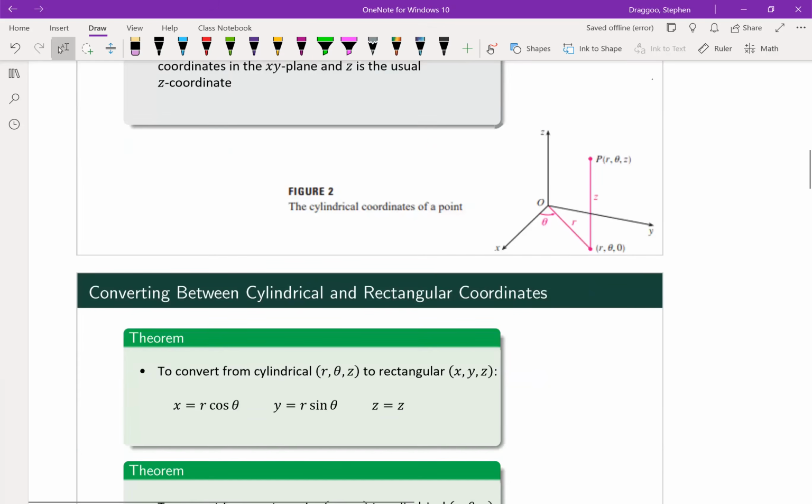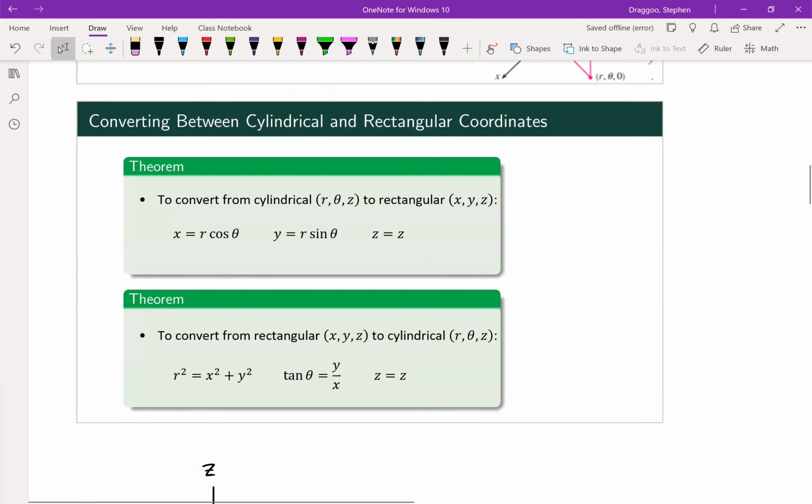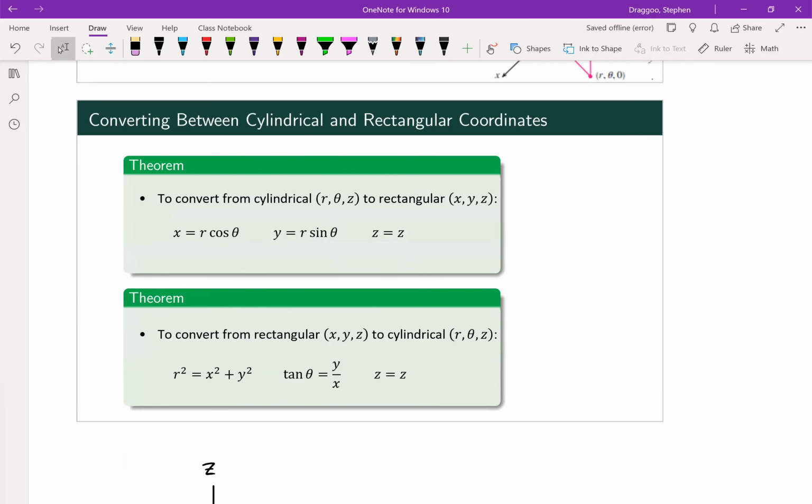If we look at a series of equations to help us convert in between the two, if we're going from cylindrical to rectangular, we'll use the same 2 equations we had for polar coordinates, where x is r cosine theta and y is r sine theta, and z will just be z. So nothing to change there.